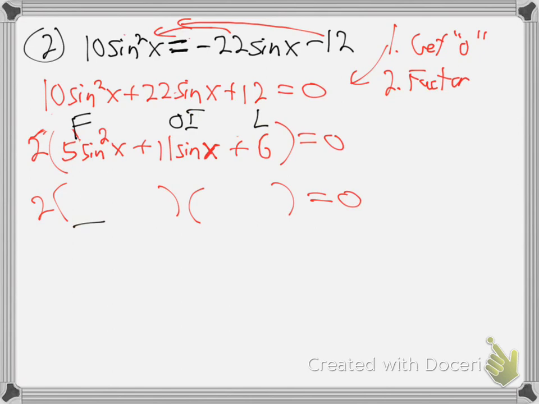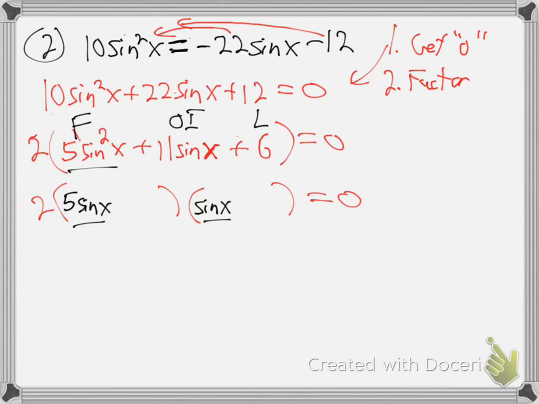Right? So this means first times first to make first. What times what makes 5 sine squared? That would be 5 sine times sine. So Jose, do you see there why I'm making them regular sine now and not sine squared anymore? Because sine times sine is sine squared. Is that good to there? Does everybody see that? So 5 sine times sine is 5 sine squared.